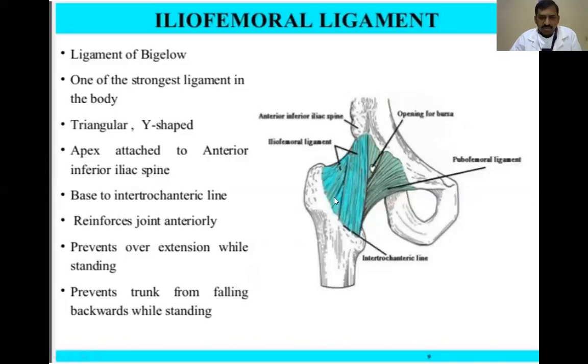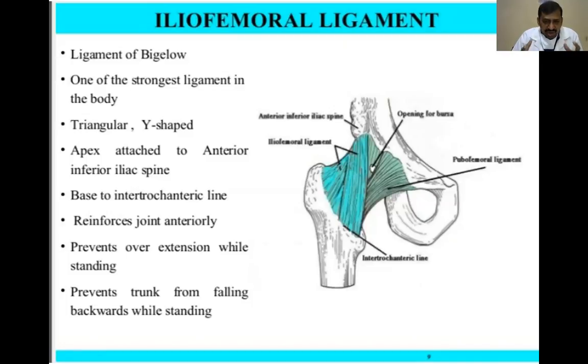This gap is filled by a membrane, and it reinforces the joint anteriorly. It supports the joint from the anterior aspect, and here it prevents overextension. The prevention of overextension is very, very important.